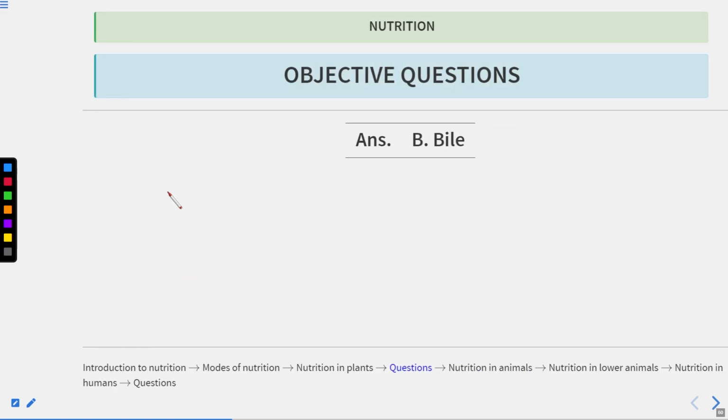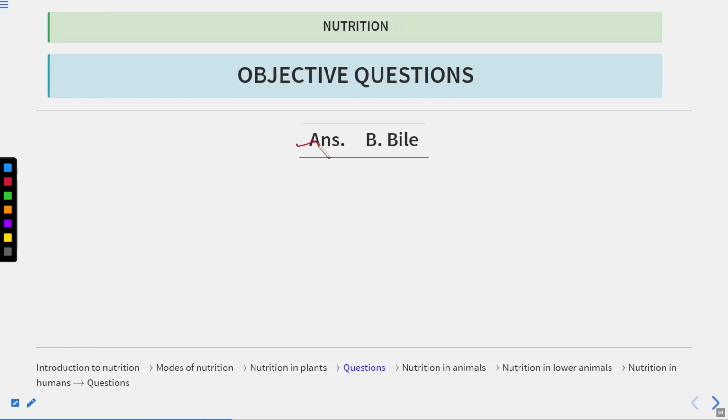So what should be the answer? Bile. Bile doesn't contain any enzymes. Bile is secreted by the liver, and it consists of some salts, some pigments, bilirubin and biliverdin, but it doesn't contain any enzymes.